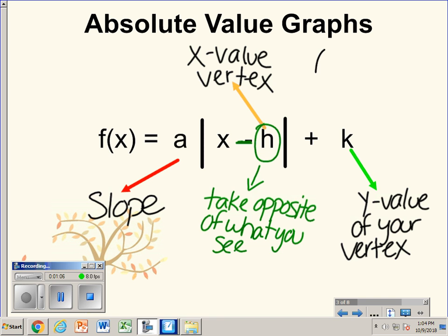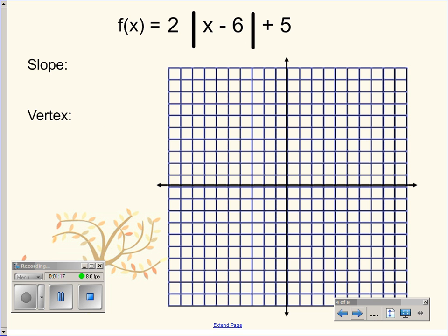So altogether, your vertex is going to be h, k, and then you're going to use a to find additional points on your graph. Let's take a look at this. So in this example, I have f of x equals 2 times the absolute value of x minus 6 plus 5. So my slope is going to be a, so it may help you to rewrite what the standard form looks like underneath, so that it's really easy to identify all of our pieces.